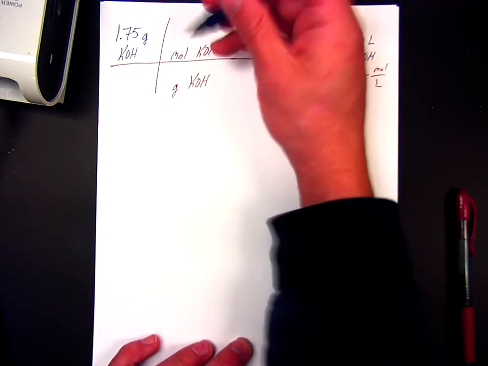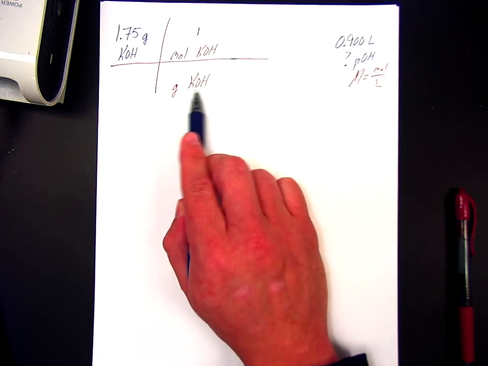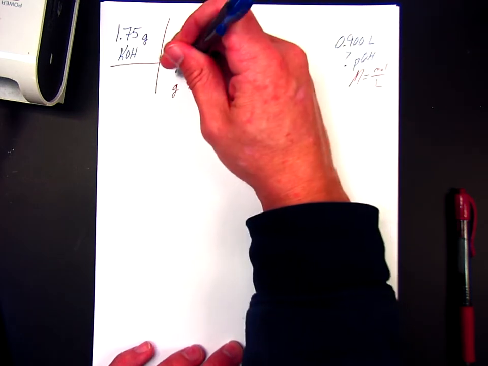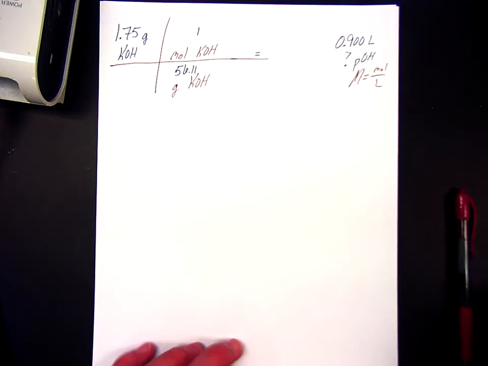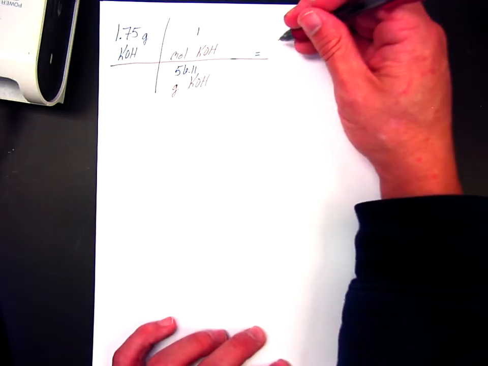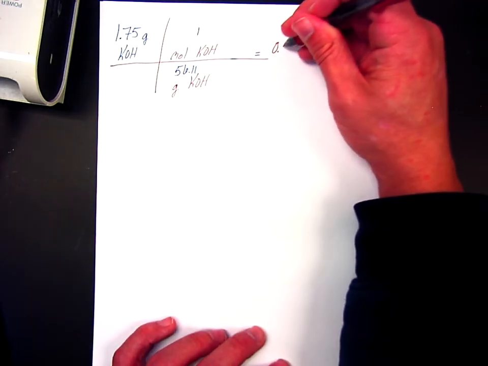When moles is compared to grams, it's 1 mole equals periodic table grams. So we'll go to the periodic table. K plus O plus H is 56.11. You can go verify. And when we solve this grid, multiply across the top, and divide by the bottom, we're going to get 0.0312 moles.